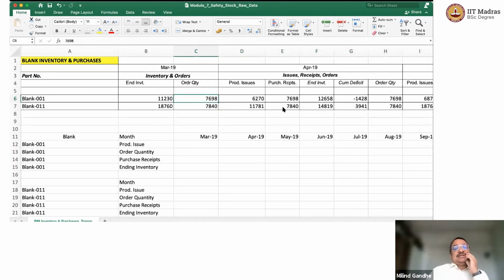GV, the data that Shiv has given us, first of all, he's given us a starting picture. So what does the picture look like on March 31st, 2019? On March 31st, 2019, for blank 001, we have 11,230 units in the warehouse. And we have an order of 7,698 units outstanding with the supply.